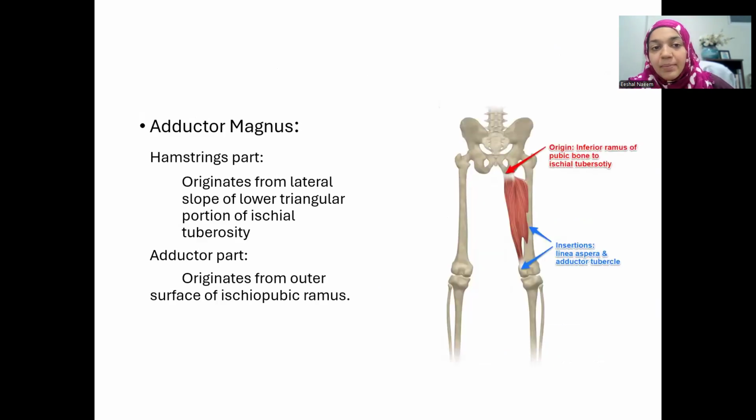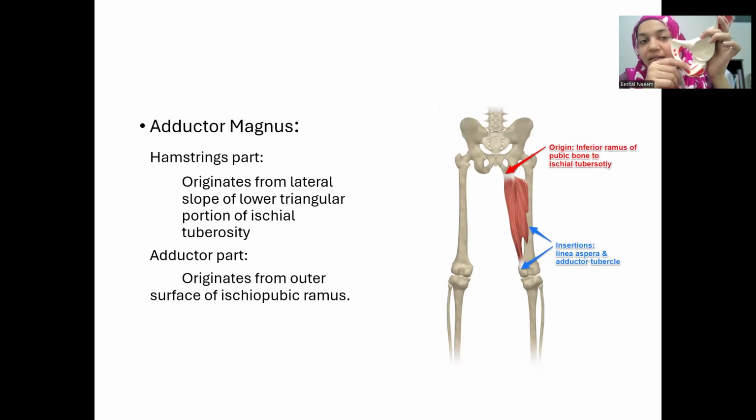Now the adductor magnus. The adductor magnus had a hamstrings part and an adductor part. The adductor part was originating from the outer surface of the ischiopubic ramus. So this is the ischiopubic ramus. The outer surface here, I think they've made it here. This is the adductor magnus hamstrings part. I think this is what they've tried to show here. I think so. I'm not sure.